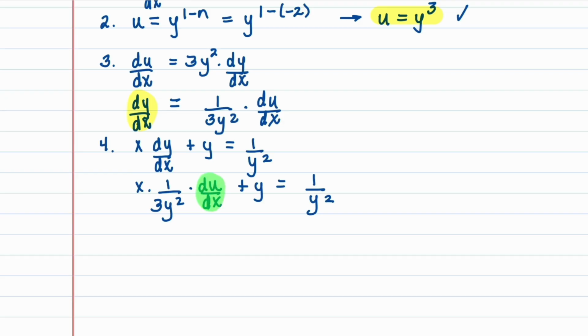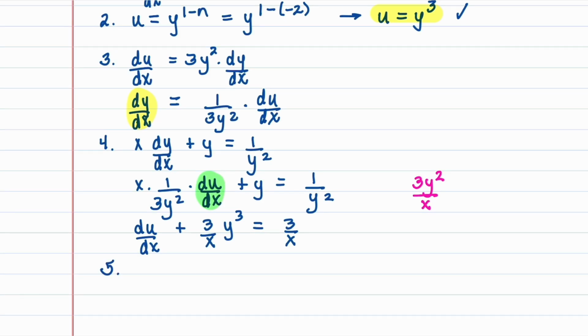Now let's get du dx all by itself, so we're going to multiply each term by 3y squared divided by x. This gives us du dx plus 3 over x times y cubed, because we pick up that extra y. And then on the right-hand side, we just have 3 over x.